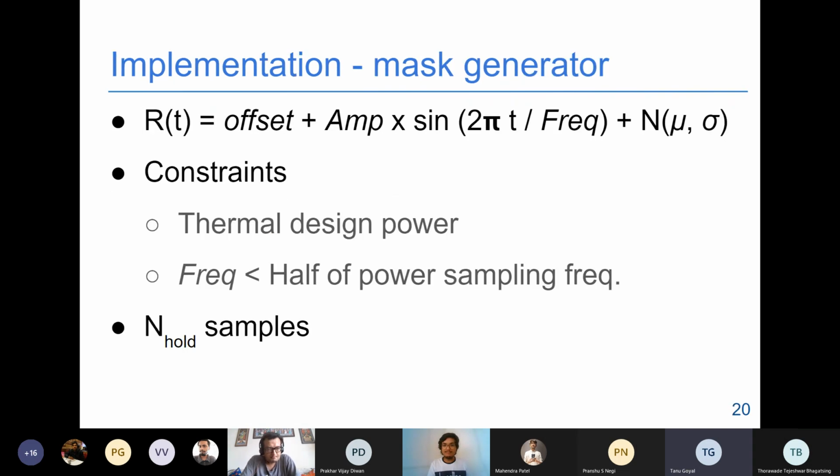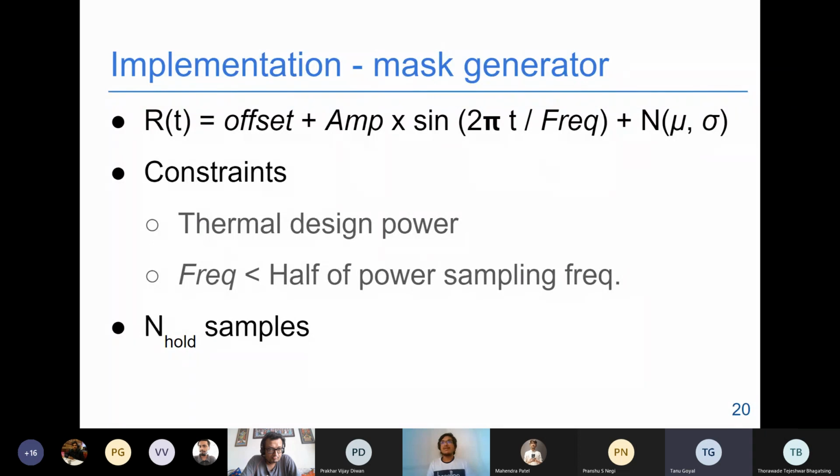So coming to the mask generator, as we discussed, we are using a Gaussian sinusoidal mask, and the equation for the mask looks like this. R of t is given as offset plus amplitude times sine of 2 pi t by frequency, plus a Gaussian distribution sampled with a mean of mu and variance of sigma. Now the parameters of this distribution are offset, amplitude, frequency, mu, and sigma, all the italicized symbols.